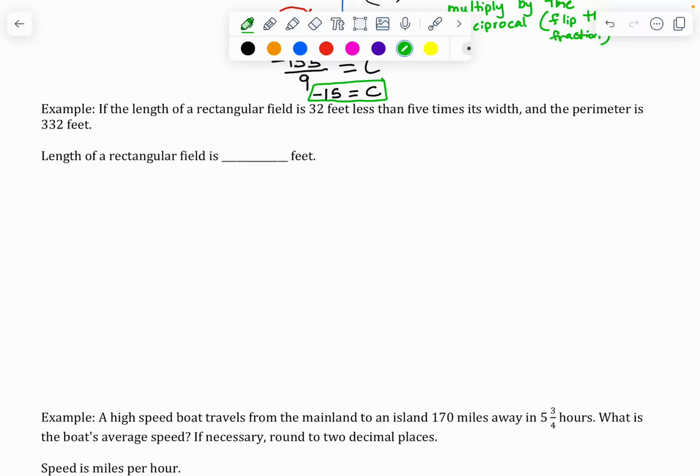The next to the last one says, if the length of a rectangular field is 32 feet less than 5 times its width, and the perimeter is 332 feet, what is the length of the rectangular field? So that's what we're looking for. So first, let's draw a rectangular field.